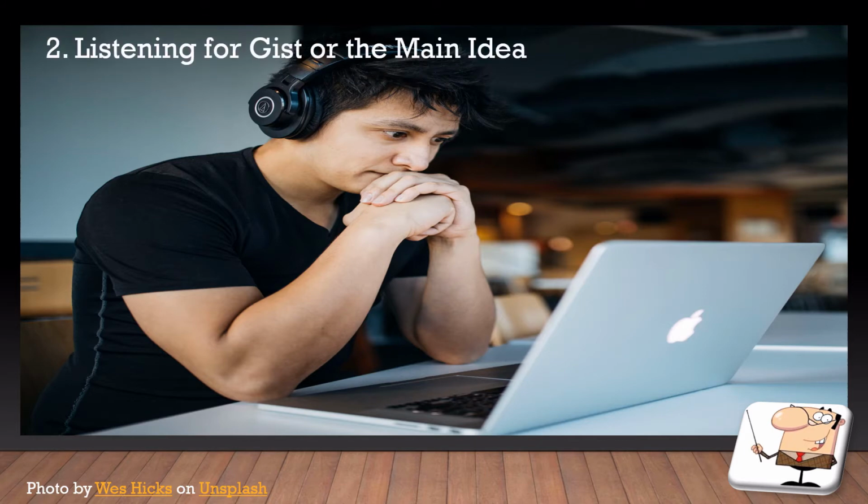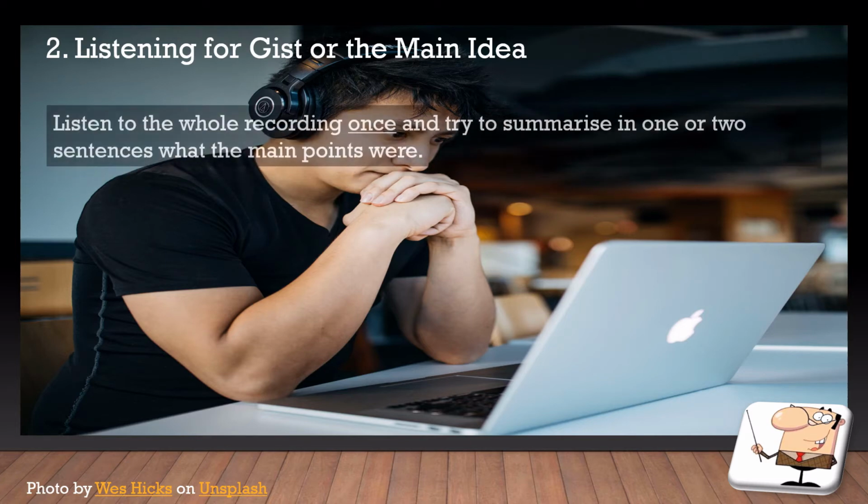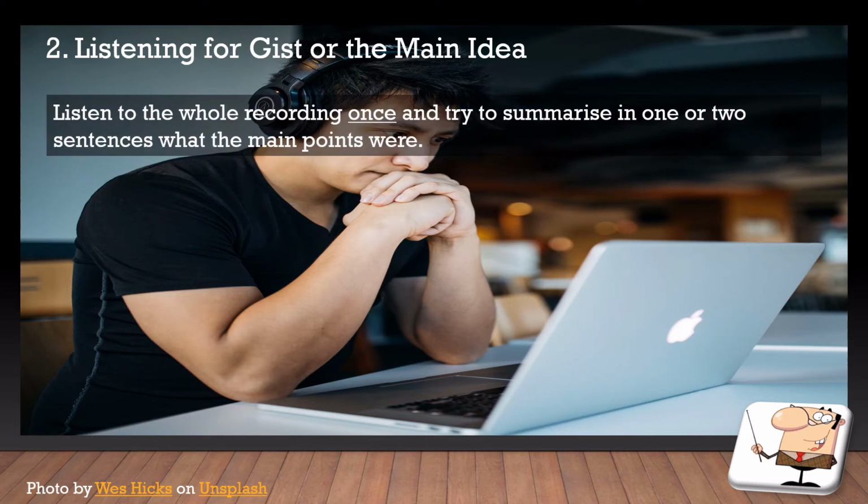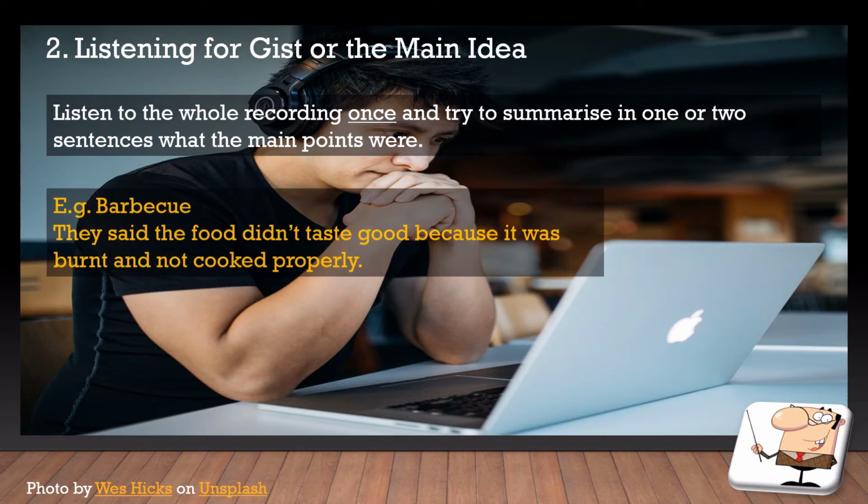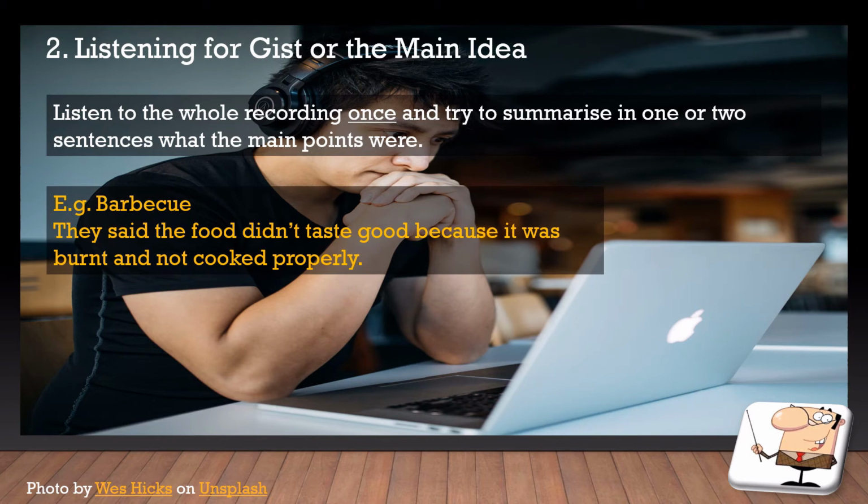And so the second stage is listening for gist, or in other words, listening for the main idea. And the point here is to listen to the whole recording once and then try to summarize in 1 or 2 sentences what the main points were. So for example, if you were listening to 2 people talking about a barbecue, maybe they said the food didn't taste good because it was burnt and not cooked properly.